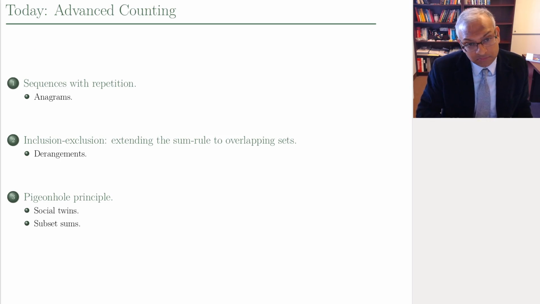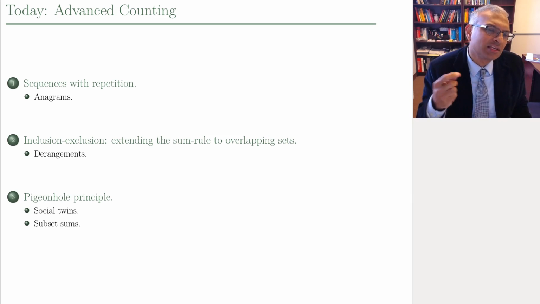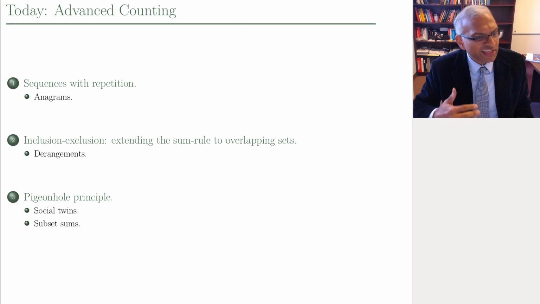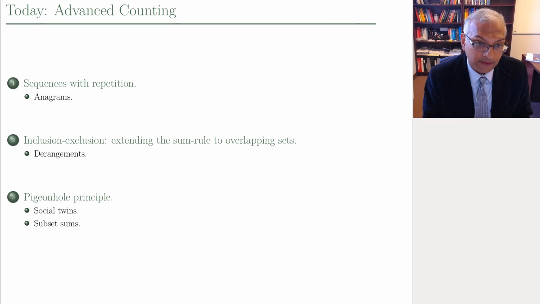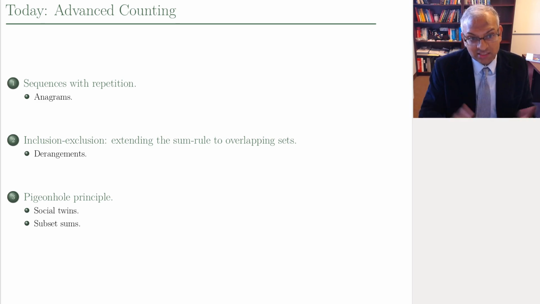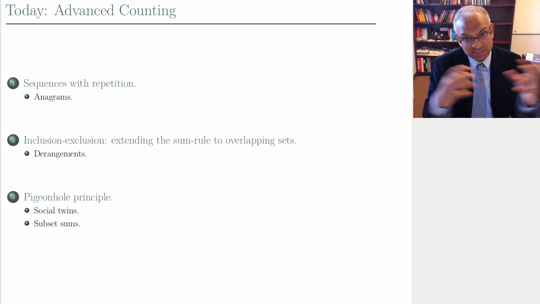Okay, now today we're going to go a little further. We're going to discuss sequences and anagrams. So counting sequences can get a little complicated when you allow repetition. We'll extend the sum rule to this principle of inclusion and exclusion, and with that you have a very powerful counting technique. Okay, the sum rule only holds when you're counting the union of sets that are disjoint, and we can extend it. Inclusion-exclusion holds when the sets can overlap.